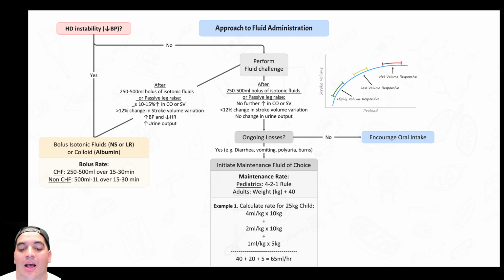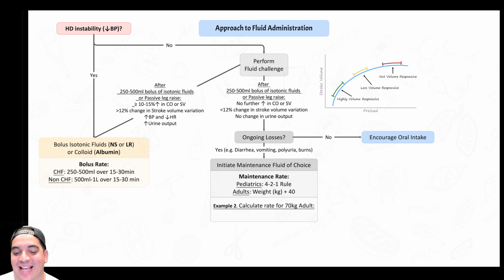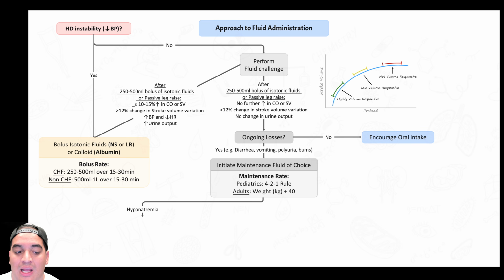That's the goal. I love this formula for adults, which is a little bit easier, because all you've got to do is take their weight in kilograms and add 40. So if I have a 70 kilogram patient, I just add 40, it's 110 mLs per hour. So that's about how much fluid of either NS, normal saline, LR, or half normal saline I'm going to give the patient to maintain an input equal to their output. So once I initiate this rate, I've got to pick the fluid.